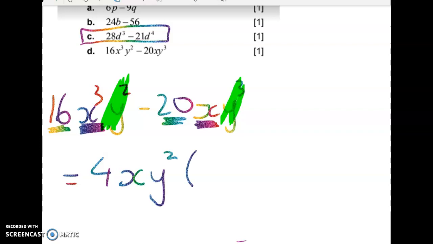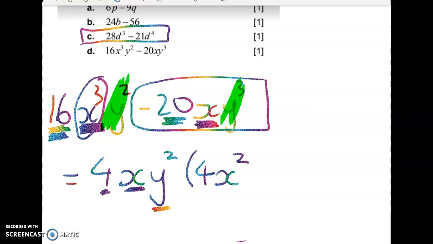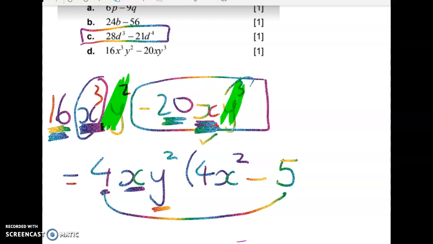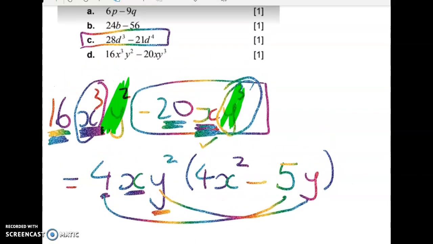Now, let's work out what we have to multiply by. To match the 16, we need 4 4's. Here I've got x. I need to have x cubed, so I have to multiply by x squared. And I'm all good on the y squareds. Moving on to this term, I've got minus 5, because 4 5's will give me 20. I'm good on the x's, but I need to have y cubed, so I multiply by y. Right, so that's my final answer for that one.